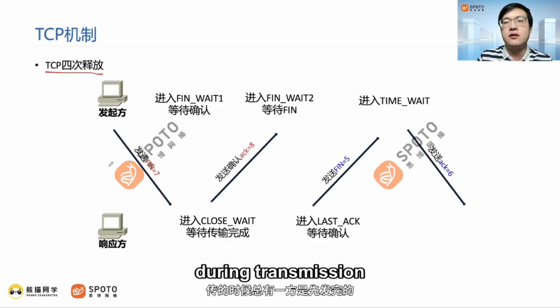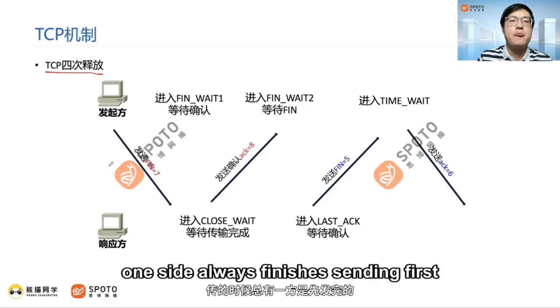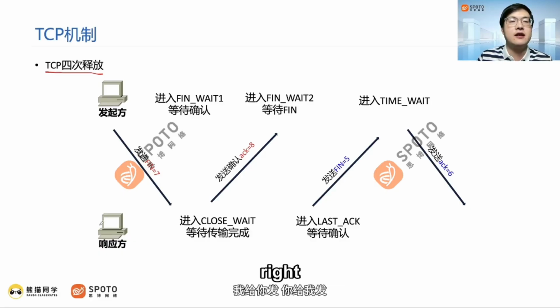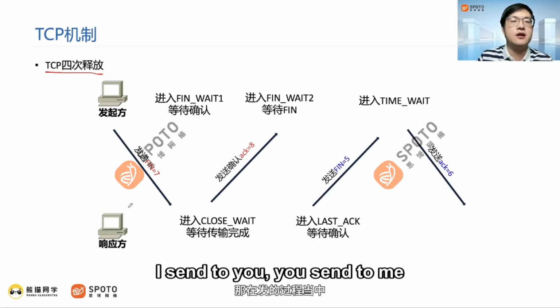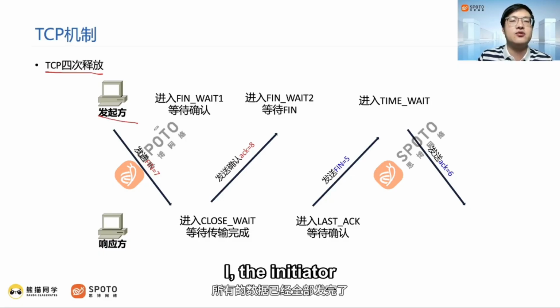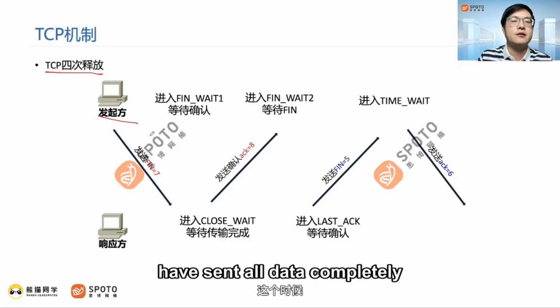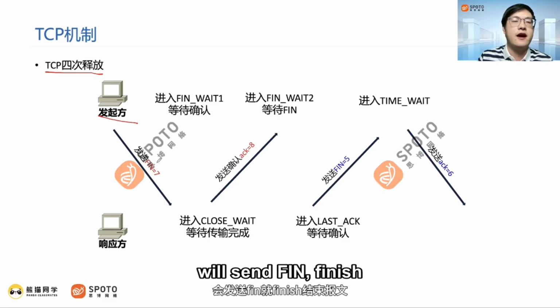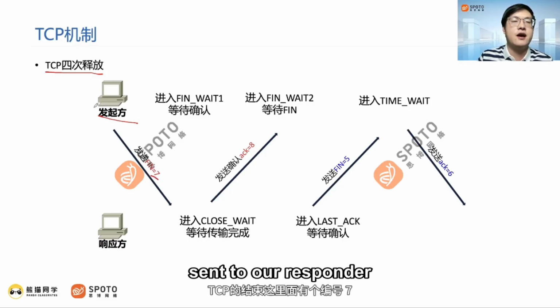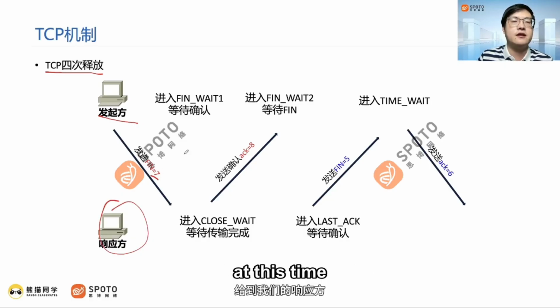Note, during transmission, one side always finishes sending first. It is impossible for both sides to end at the same time. I send to you, and during this sending, possibly at this moment, I, the initiator, have sent all data completely. At this time, we'll send a FIN, finish, the termination message. TCP terminate, here there is a sequence number 7, sent to our responder. At this time, the initiator enters FIN_WAIT_1.